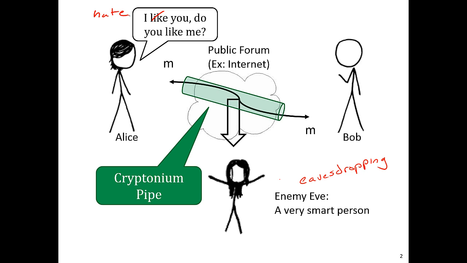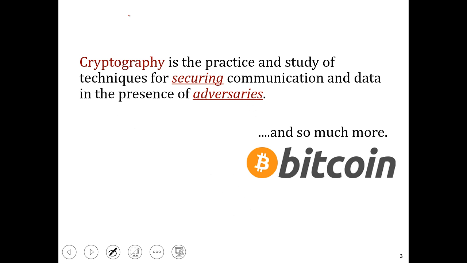So in a sense, we want to come up with this notion of a cryptonium pipe, where Alice stuffs messages in the cryptonium pipe and Bob pulls messages out. And they know that during transit, Eve couldn't read, couldn't tamper, couldn't do anything to these messages. So a classic definition of cryptography is really the practice and study of techniques for securing communication and data in the presence of adversaries. Really, it's the science of coming up with this cryptonium pipe.